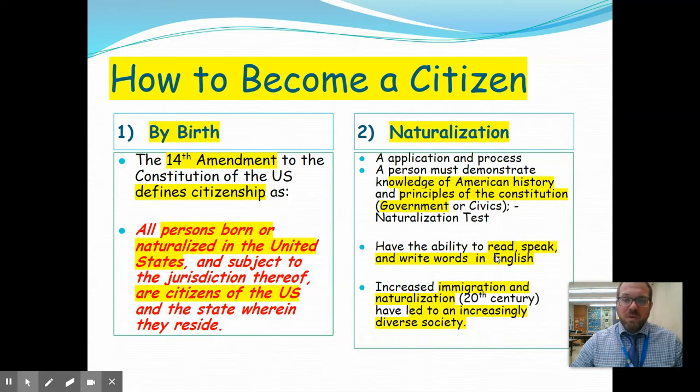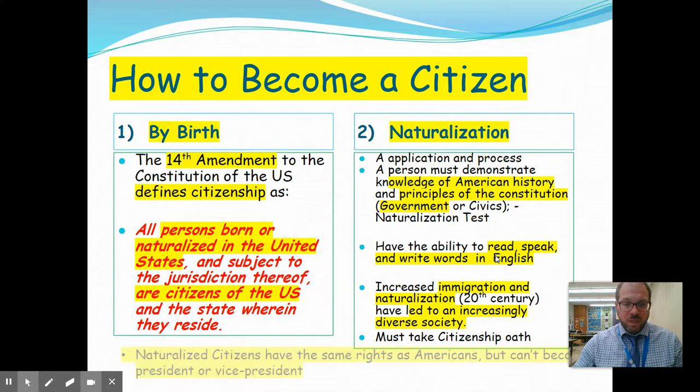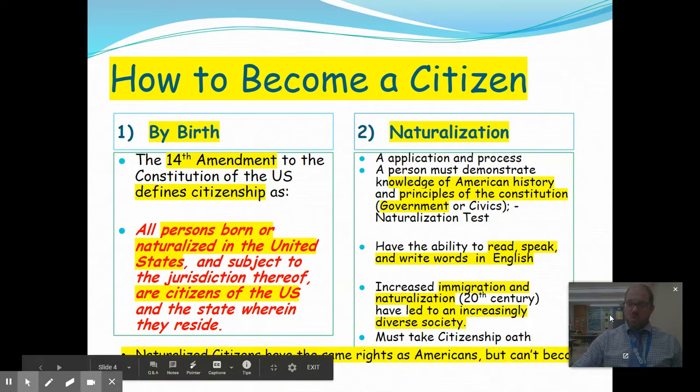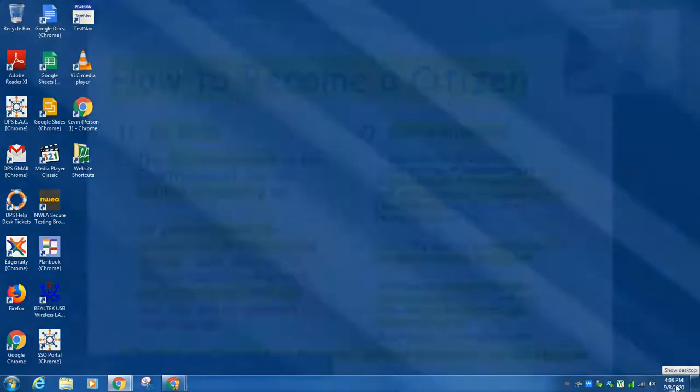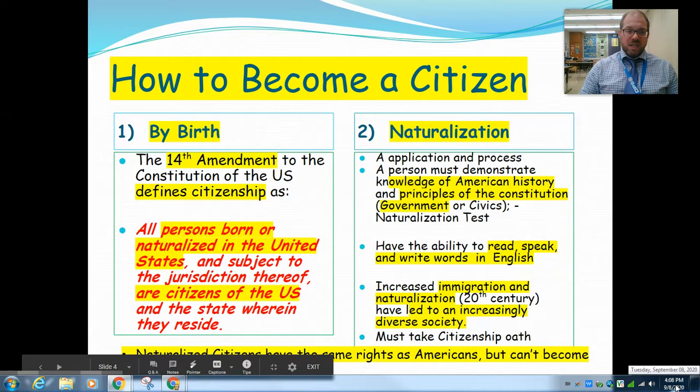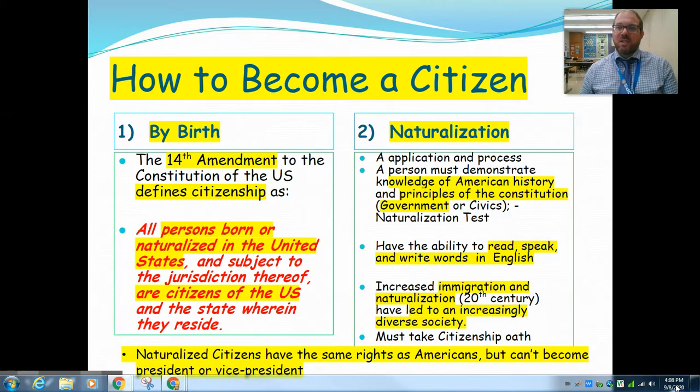So the final thing I wanted to talk about is increased immigration and naturalization. Those two things led to an increasingly diverse society. We have people who are from all over the world, just about everywhere in America. The final thing is, after all this is over, they must take a citizenship oath. And the final thing I want you to know is naturalized citizens have the exact same rights as Americans, but they cannot be president or vice president. So if you were born in another country and had to become a naturalized citizen, you're not allowed to run for president or vice president.